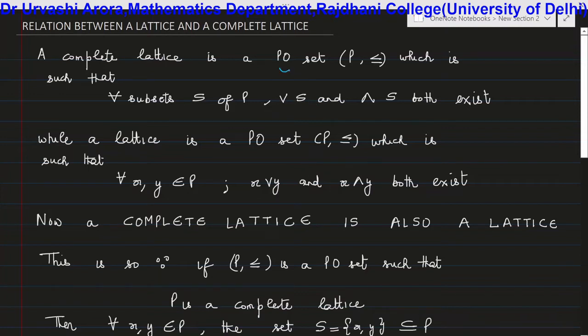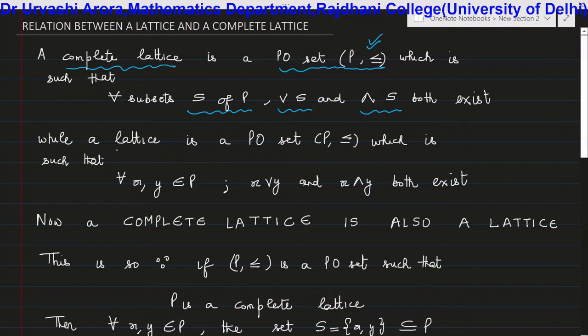Now a PO set P, less than equal to, is said to be a complete lattice if whatever subset S of P we may take, we are able to find the join of S and the meet of S. In that case the PO set P is said to be a complete lattice. This was one definition that was discussed already.